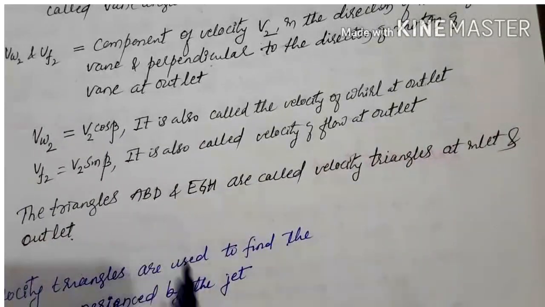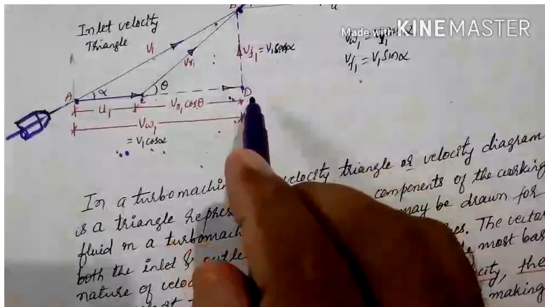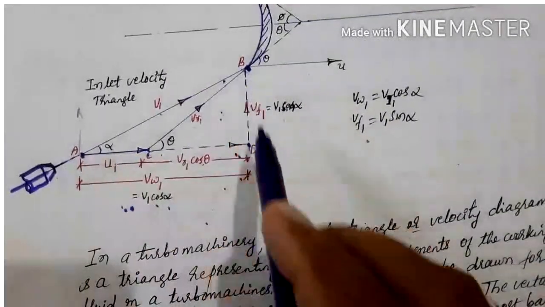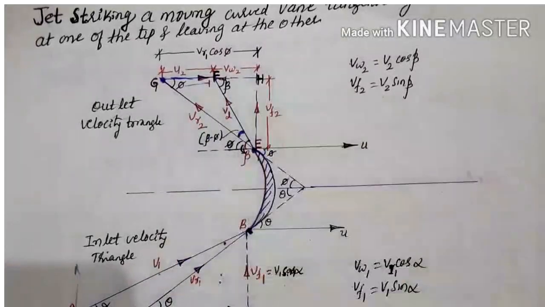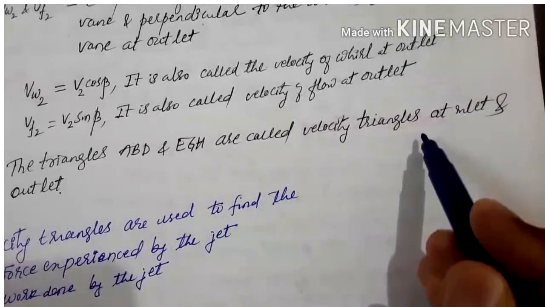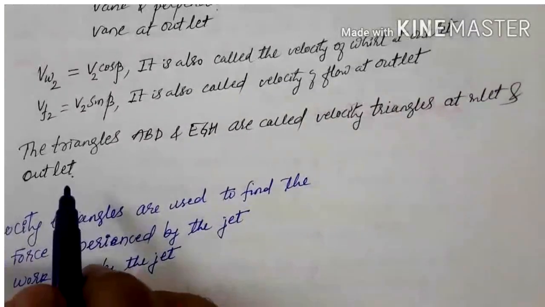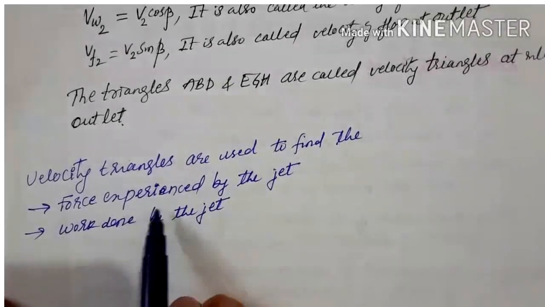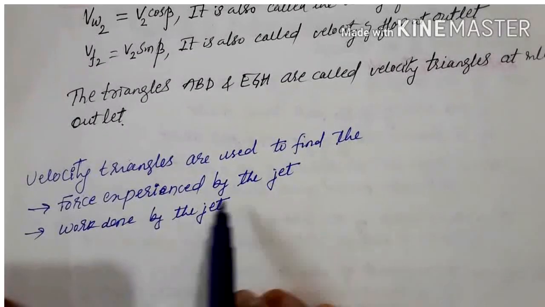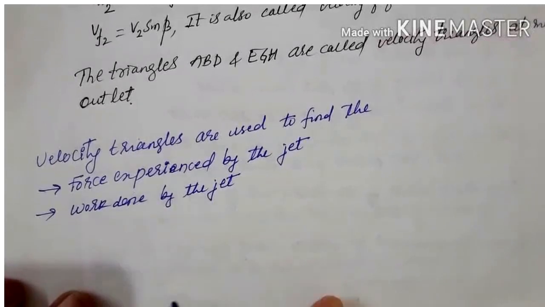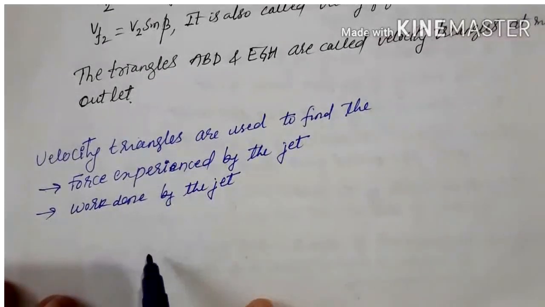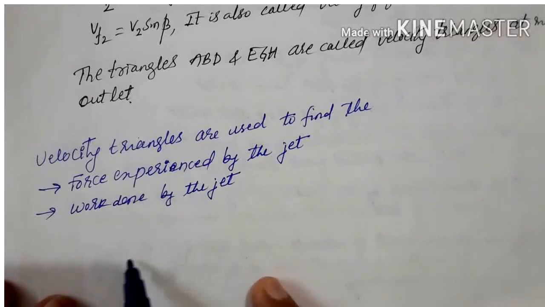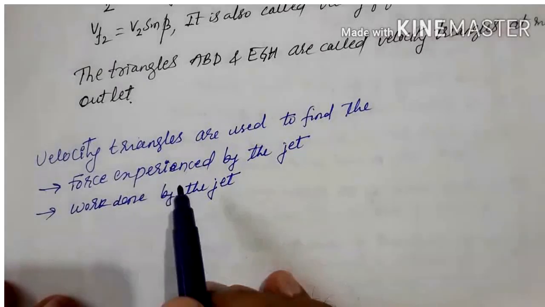The triangles ABD and EGH are called the velocity triangles at inlet as well as at outlet. Hence, these two velocity triangles are used to find the force experienced by the jet and the work done by the jet. So next, we have to derive the equation by utilizing the velocity triangles at inlet as well as at outlet.